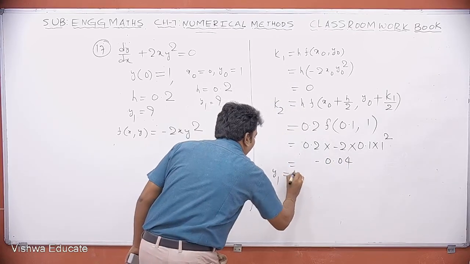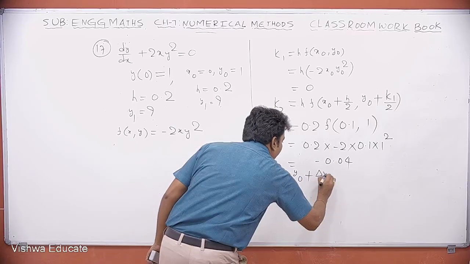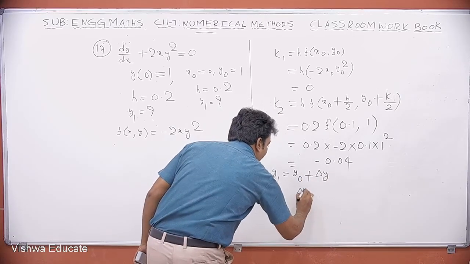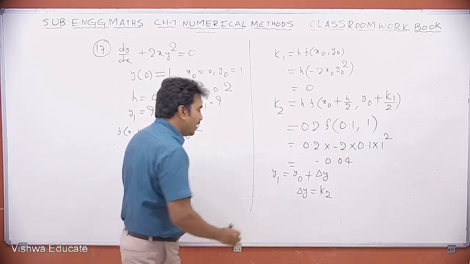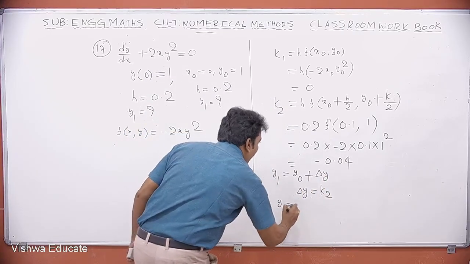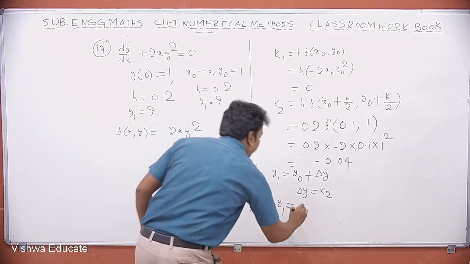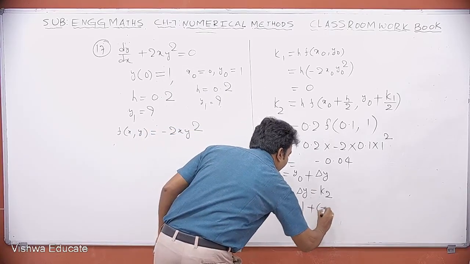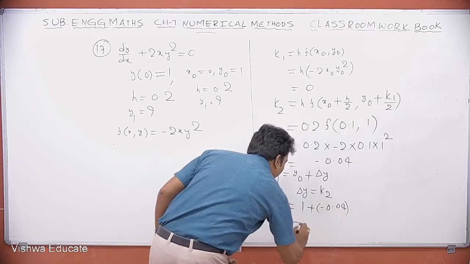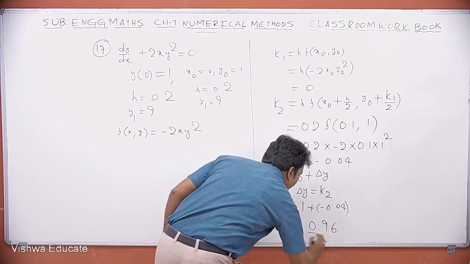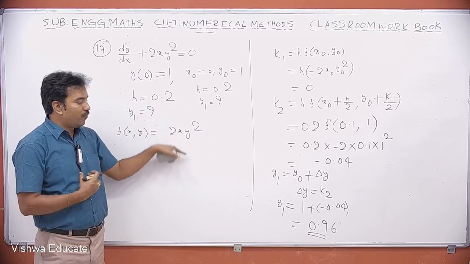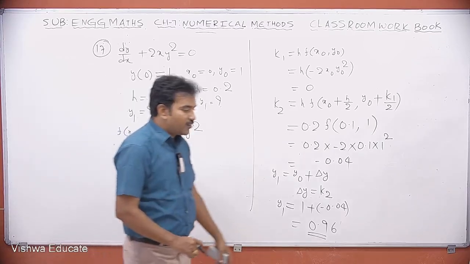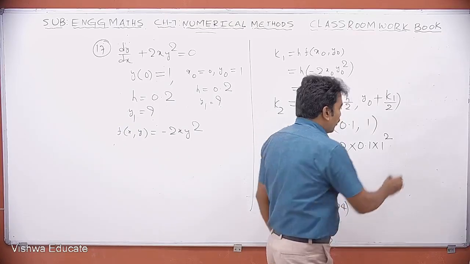So y1 equal to y0 plus delta y. But what is delta y? As per RK method of order 2, it is K2. So therefore y1 equal to, y0 value is 1, K2 value is minus 0.04. Therefore this becomes 0.96. Therefore the value of y after the first step using RK method of order 2 is 0.96. Therefore it is option number D.